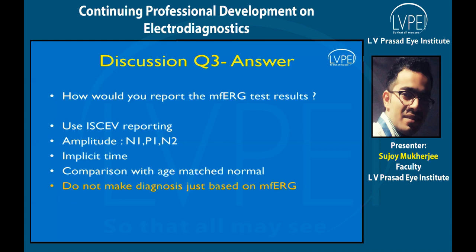Now at the end, how do we report a multifocal test result? Based on the ICEP reporting, which consists of N1, P1 and N2, that is known. Now, what are the parameters of N1, P1, N2 that we should know? The shape of the waveform is important, and we should always look for whether the shape of the waveform is maintained. Then we should measure the amplitude and implicit time. Ideally the machine itself calculates the amplitude and implicit time, but we can also discard it if it is not calculated properly. We should also compare the data extracted from a patient with the age-matched normative data. Now, at the end, we must not diagnose just based on a multifocal electroretinogram.